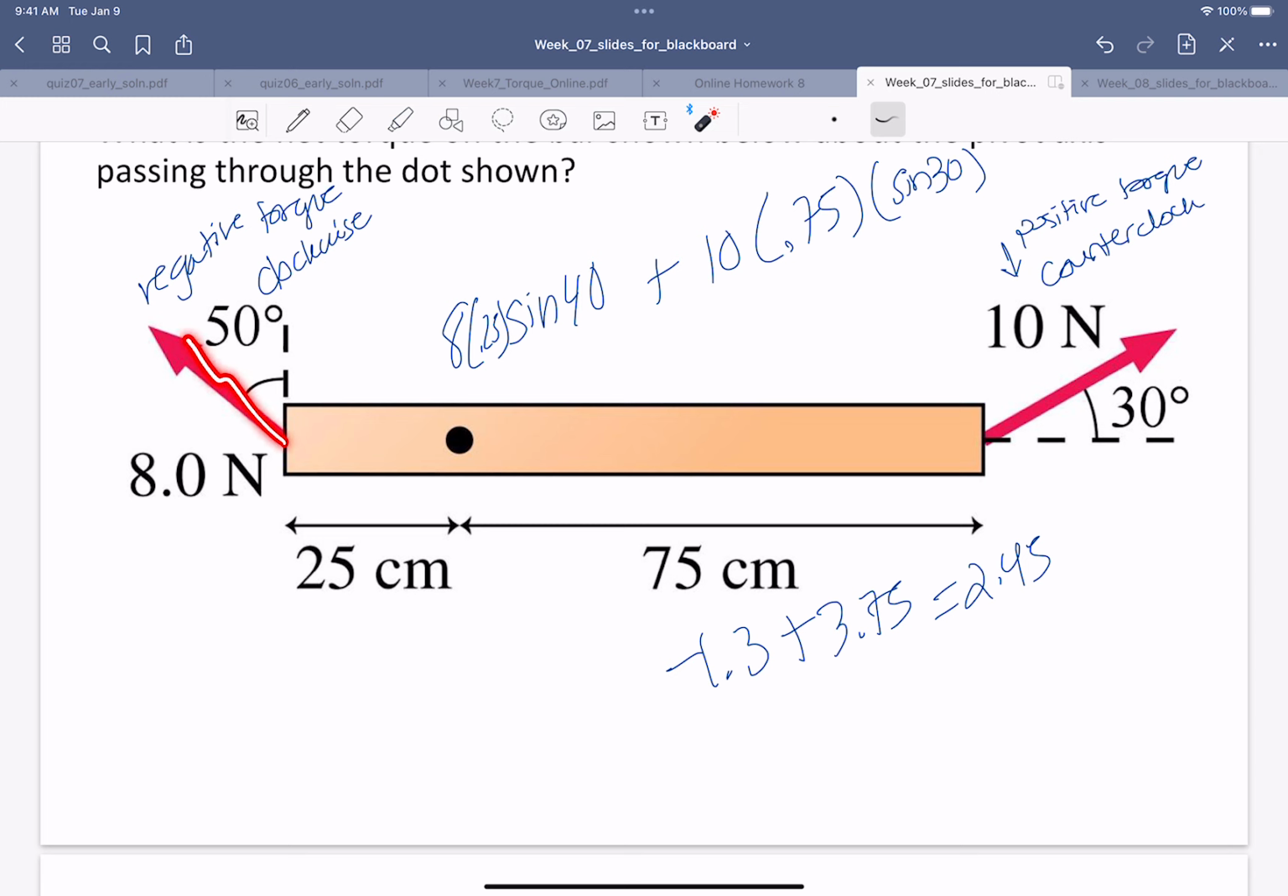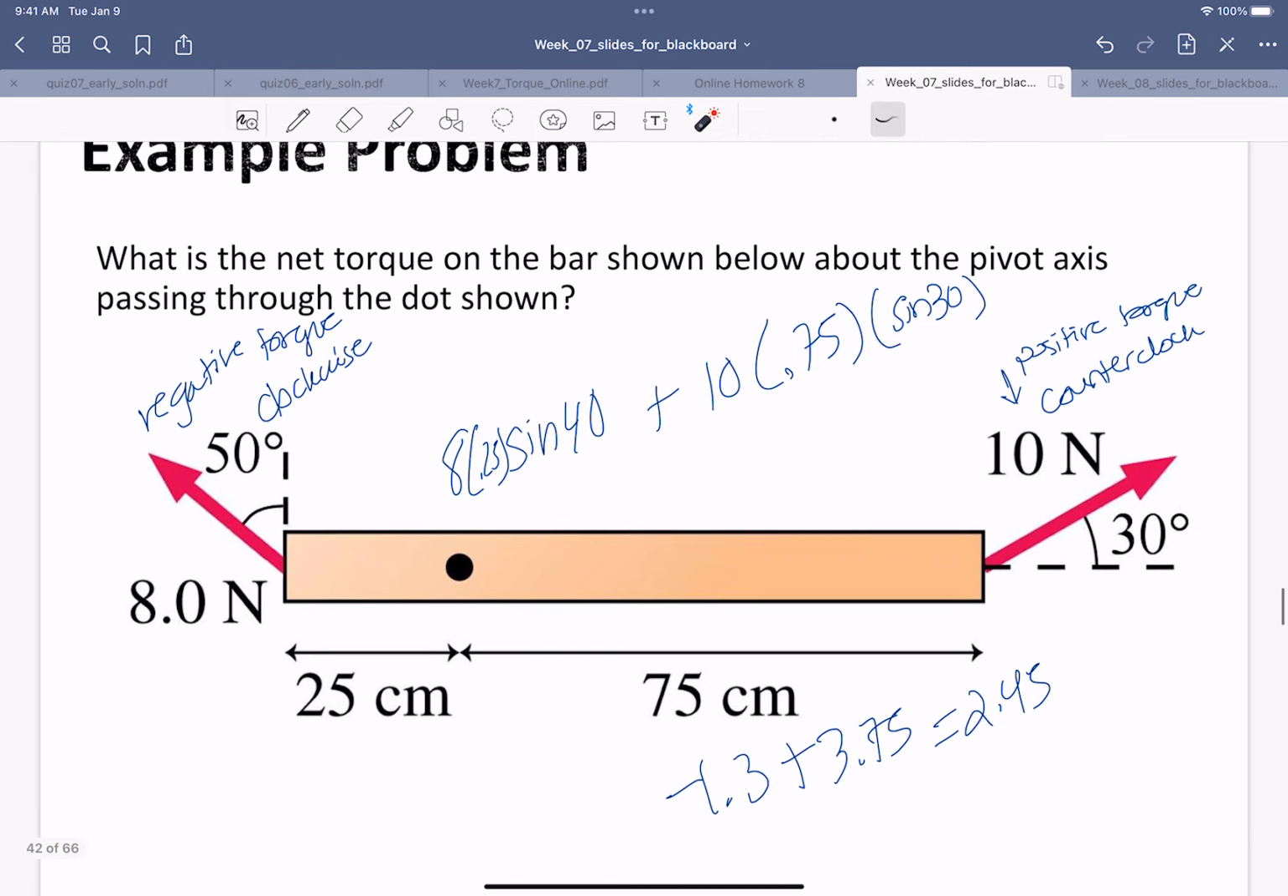I can see that if I pull in this way, the whole pencil is going to go this way, as if fast forwarding in time, going clockwise, right? Same thing for here. I can pull this way, and I can see that moves counterclockwise. Counterclockwise is positive, clockwise is negative, right?